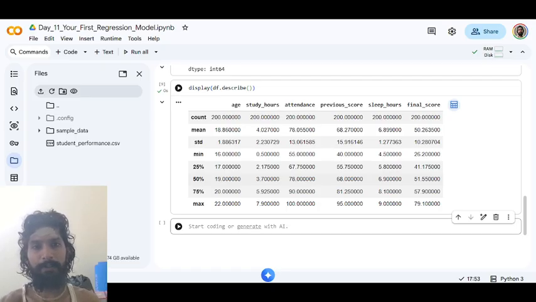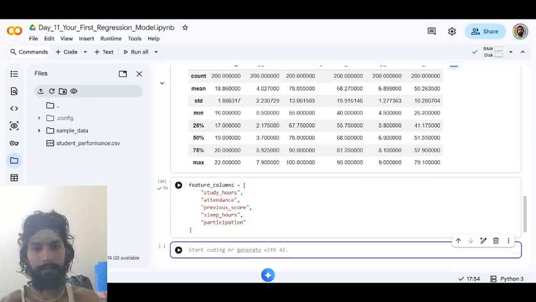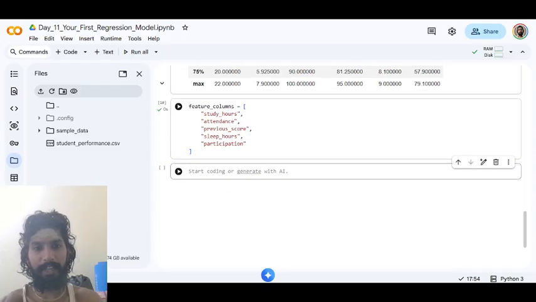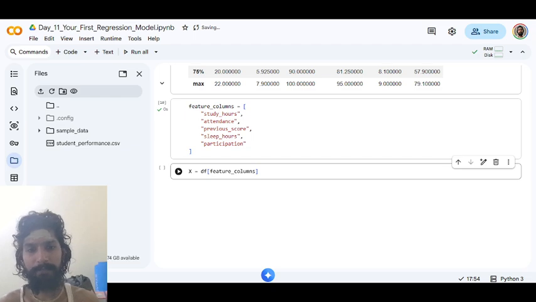Now we need to decide which columns the model will use. First, not first, but which columns it will use. We will use the following features. Now create X, capital X. In machine learning, uppercase X commonly represents the feature table. Each row contains the information available about one student.